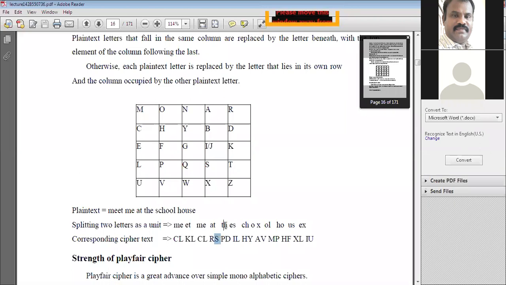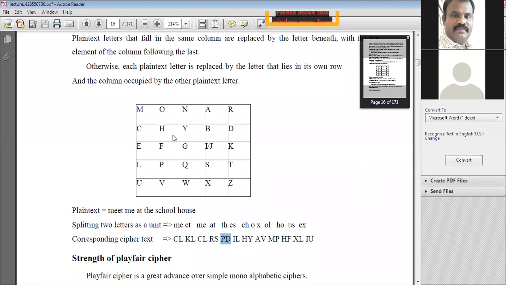Next, TH. In the place of TH, you have to replace the characters. This is the T, and the next character is H. So what is the other corner of this one? P. So in the place of T, you have to replace with P. In the place of H, you can replace with D. So that is PD.